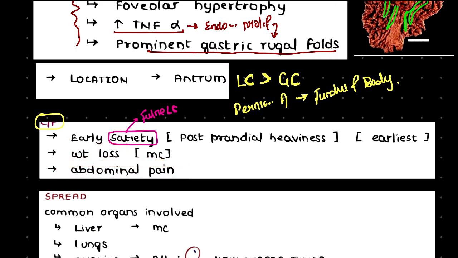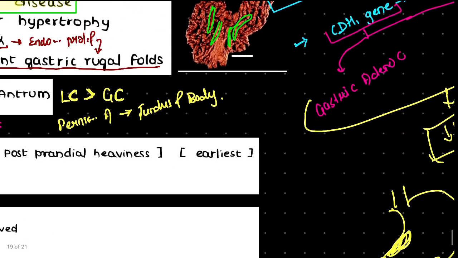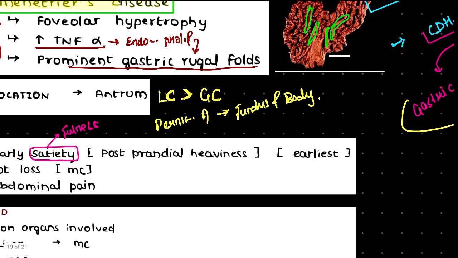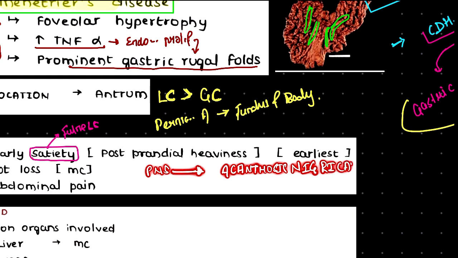Abdominal pain. Now here I would like to mention another thing, that this adenocarcinoma can also be associated with paraneoplastic syndrome. In the paraneoplastic syndrome, there will be hyperpigmentation of the skin, mainly in the region of the axilla, and that is what we call acanthosis nigricans.